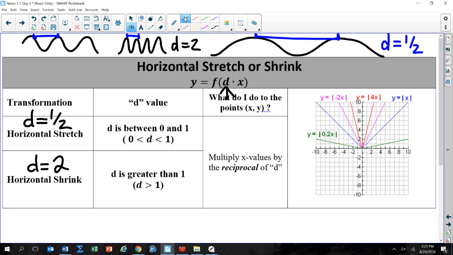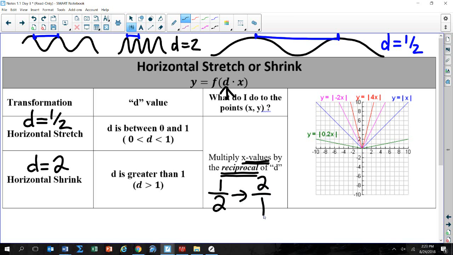In my chart, what do I do to the point? Well, it's horizontal, so I know it's going to change my x values. And what I'm going to do is I'm going to multiply my x values by the reciprocal of whatever that D value is. Does everyone know what a reciprocal is? Like if I'm looking for the reciprocal of 1/2, what would it be? 2 over 1, right? I just flip the fraction. That's what a reciprocal is.